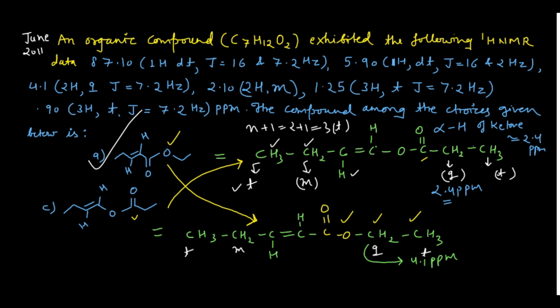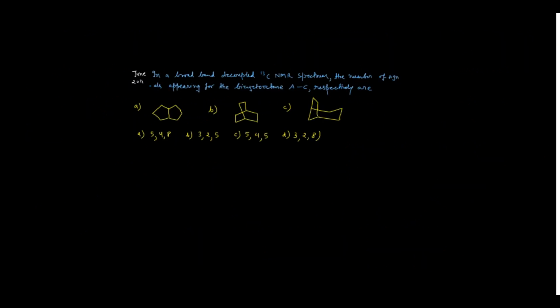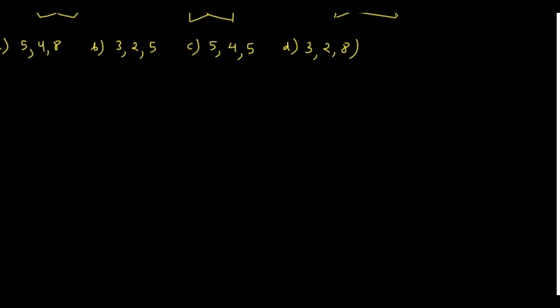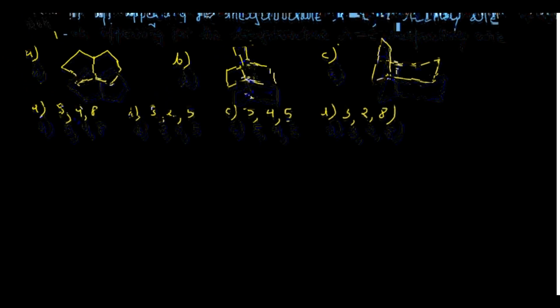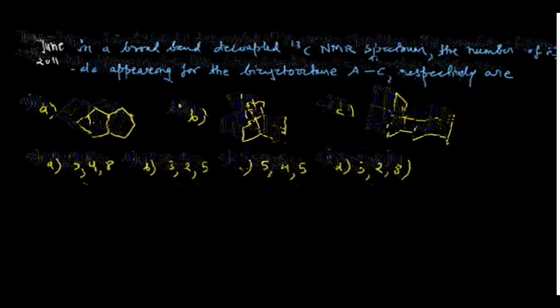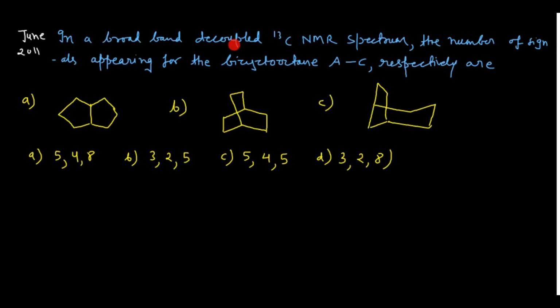Now moving to the next problem, what does it say? Okay, this is your next problem. I hope this is clear. This is the structure, this is the problem. In a broadband decoupled 13C NMR spectrum, the number of signals appearing for the bicyclooctanes A to C respectively are. So it's a bicyclooctane, it is also a bicyclooctane, it is also a bicyclooctane. Different forms are given here.